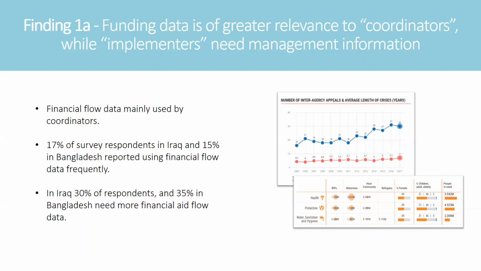Specifically addressing financial flow data, kind of defined here as information relating to the amounts, channels, agents and outcomes of activity, and which can be attained through IATI and FTS as mentioned. This type of data was less frequently mentioned, and in this case only by coordinator type organisations who needed a picture of what was happening at the macro level of the response. To just give you an idea of needs, from our online survey, only 17% of respondents in Iraq and 15% in Bangladesh reported that they use financial flow data frequently. And as you can see, 30% in Iraq and 35% in Bangladesh said they needed more financial flow data.